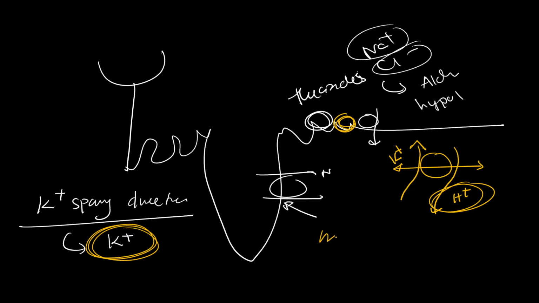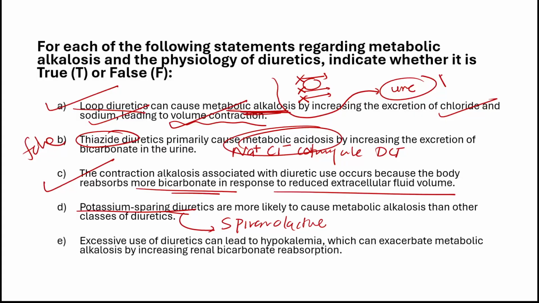Therefore, the potentiality for a metabolic alkalosis to happen is rather reduced in potassium sparing diuretics in comparison to that of thiazides and loop diuretics. So what you would see here is that more likely to cause metabolic alkalosis, that's a false statement. It is less likely, not more but less likely.